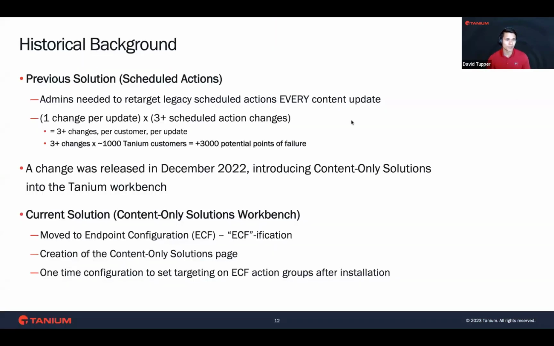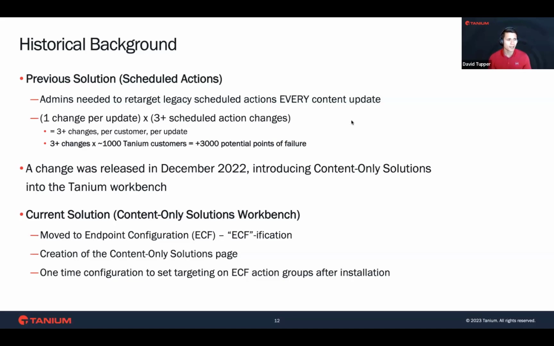Before November of 2022, we had a solution that predated the one that currently is in place, and that was using scheduled actions to distribute our content solutions. The difficulty with that would be that every time there was a content update, the admin would need to come in and make a targeting change for those solutions being distributed. So every time a new version comes out, you need to make a targeting change. And we have multiple content solutions in Tanium. As a result, every time there's an update, that's multiple different changes that you're having to make as the admin. Then when you multiply that out across Tanium's 1,000 plus customers, you're introducing a lot of points of failure there.